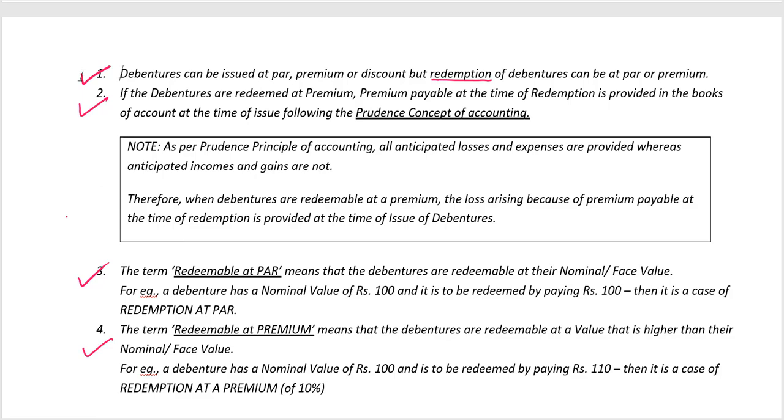The term redeemable at premium means that the debentures are redeemable at a value which is higher than their nominal value or face value. Let's say the debenture has a nominal value of rupees 100 and it has to be redeemed or repaid by paying rupees 110, which is rupees 10 extra. Then it is a case of redemption at premium, and in this case the redemption is at 10% premium.